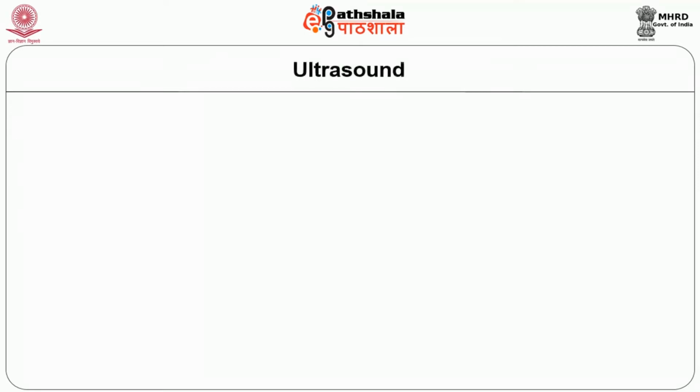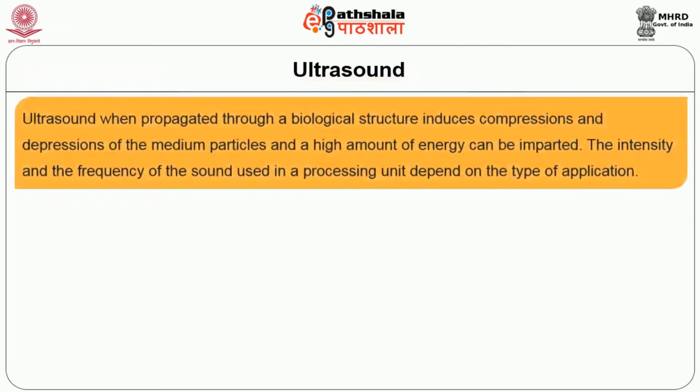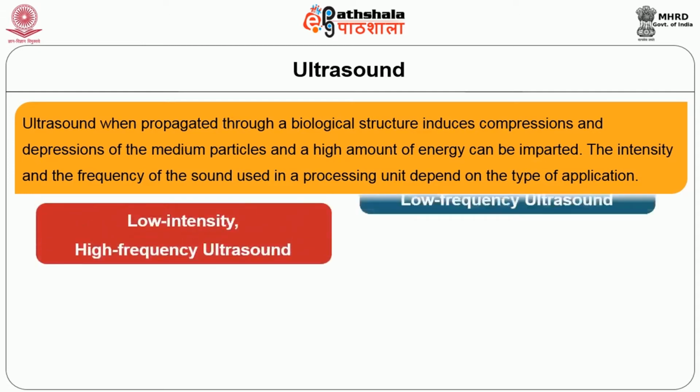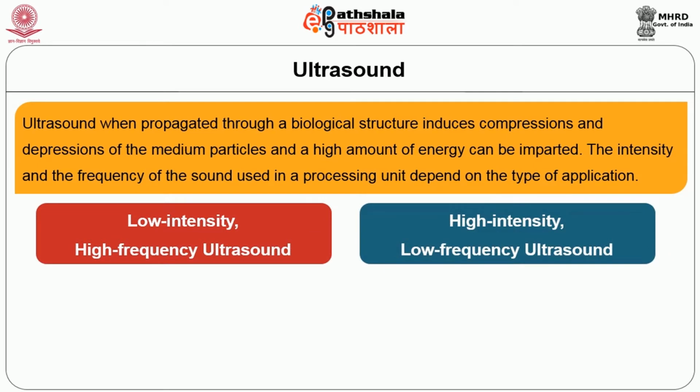Before going into the topic, you must know about ultrasound. Ultrasound, when propagated through a biological structure, induces compression and depression of the medium particles, and a high amount of energy can be imparted. The intensity and the frequency of sound used in a processing unit depend on the type of application. The application of ultrasound is broadly classified into two groups based on their power and frequency. They are classified into low intensity high frequency ultrasound and high intensity low frequency ultrasound.